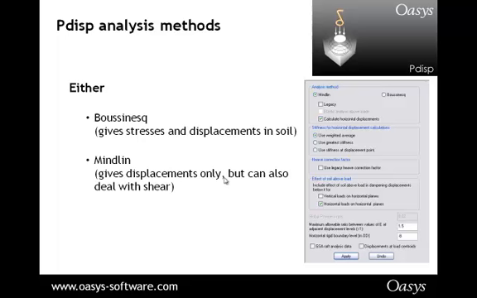Pdisp analysis methods. There are two main analysis methods that you should be aware of. Details are given in the manual, but I'm going to cover it briefly here. I think it's very important that you understand which analysis method to go for before you start your design. There's a Boussinesq method, which gives the stresses and displacements in the soil. And there's a Mindlin method, which gives the displacements only, but can also deal with shear.